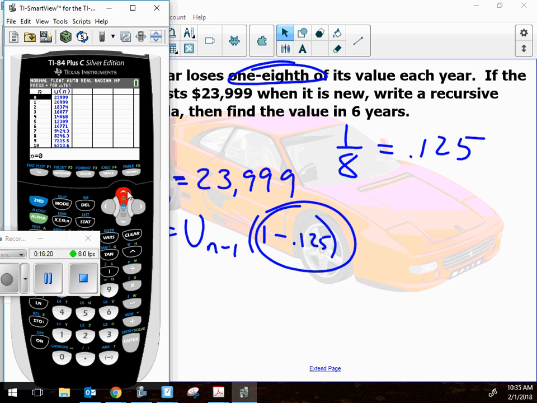See, in year 0, it's 23,999. In 6 years, if you start with u sub 0, you can trust these. It's the 6, just like you'd expect. So it's 10,771. That is a typical number. You bought it for 24, and now it's only worth 10.